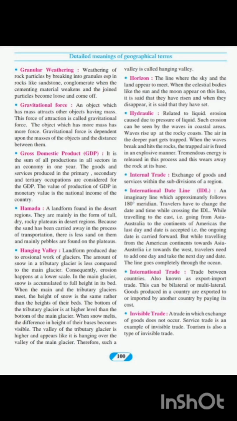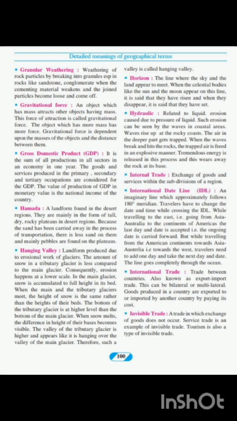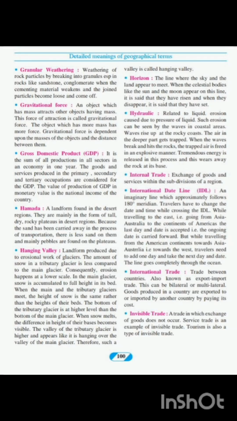The next one is the hanging valley. A hanging valley is a landform produced due to the erosional work of the glaciers. The amount of snow in a tributary glacier is less compared to the main glacier. Consequently, erosion happens at a lower scale. In the main glacier, snow is accumulated to the full height in its bed. When the tributary glaciers meet, the height of the snow is the same, rather than the height of their beds.